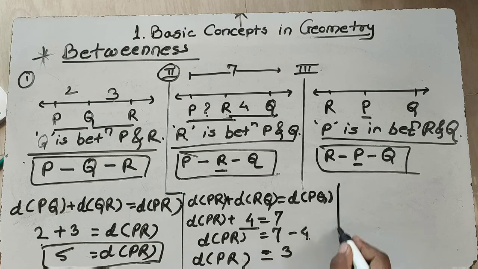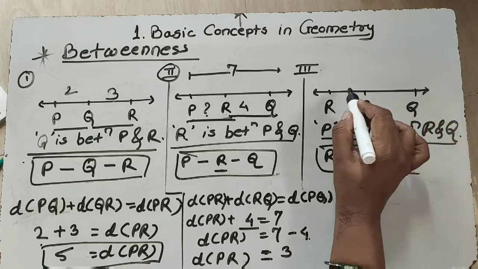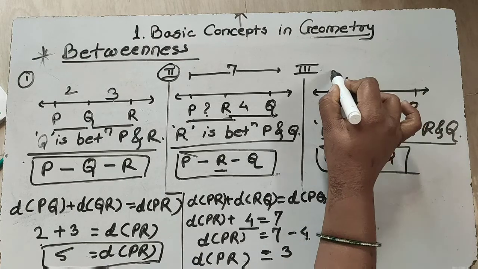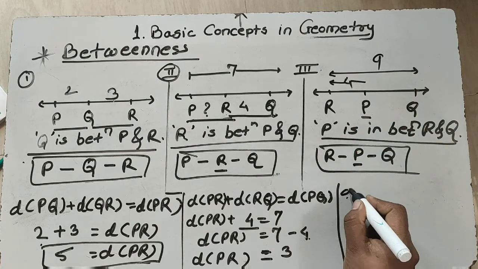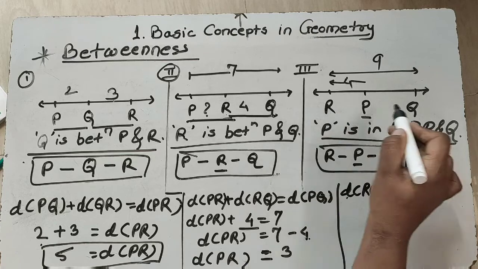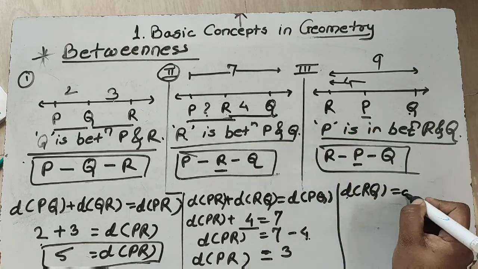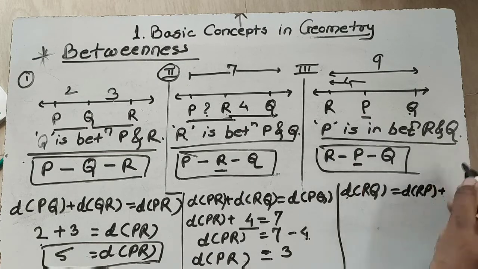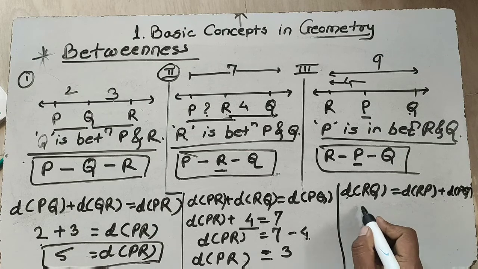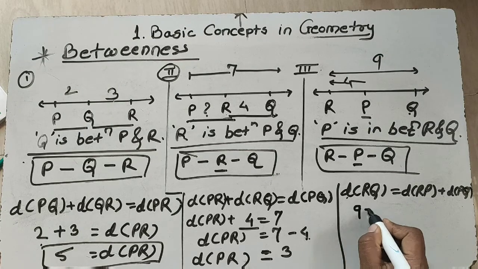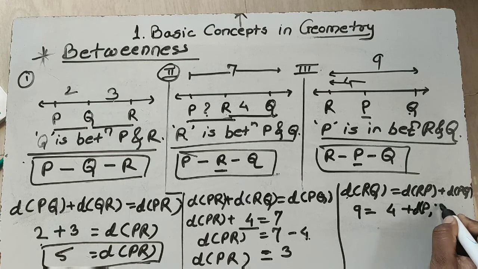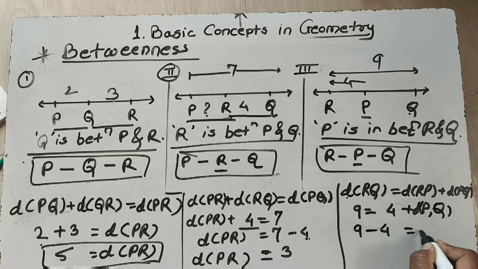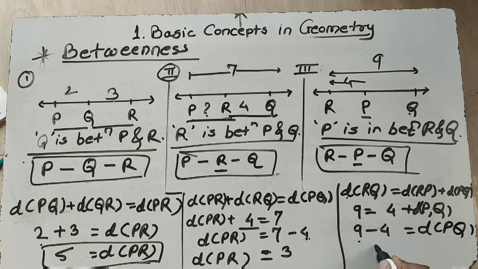In this way we are finding the distance. Suppose this distance is 4 and the total distance is 9. How do we find it? In the same way, the distance of RQ is equal to the distance of RP plus the distance of PQ. So 9 is equal to 4 plus the distance of PQ. This 4 will come to the other side for subtraction, and 9 minus 4 is equal to 5. So this distance is equal to 5 units.